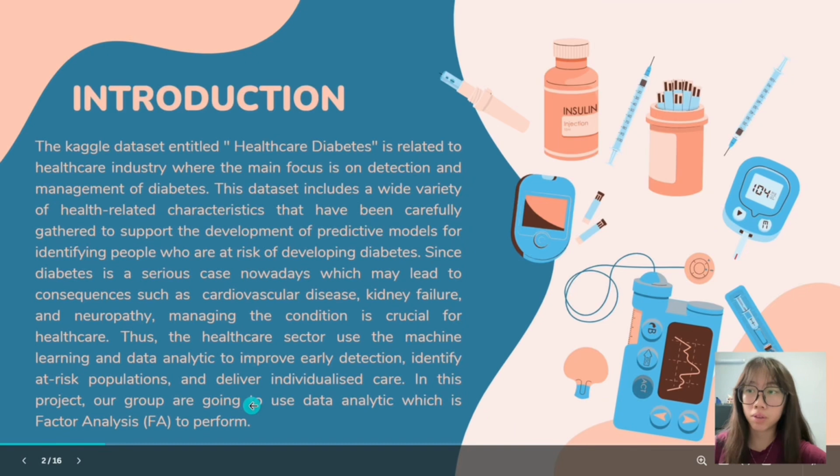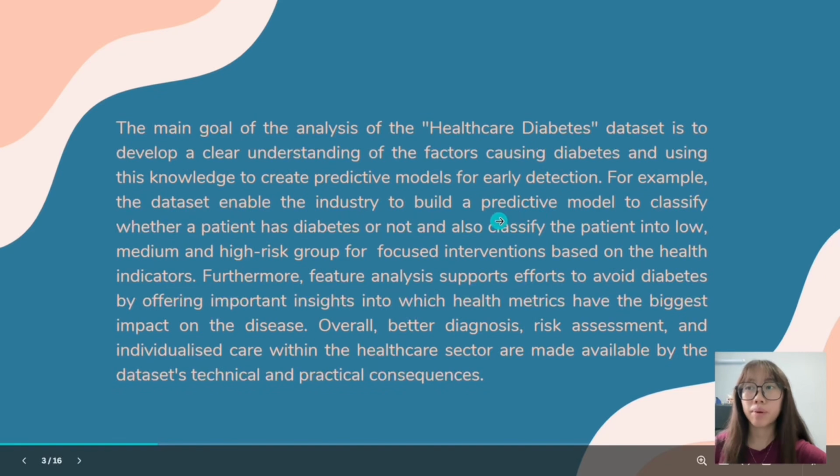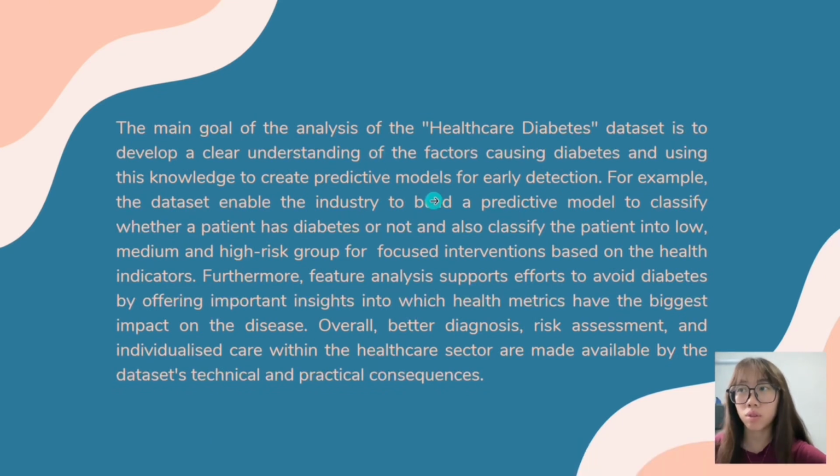In this project, our group is going to use the data analytic technique, which is factor analysis. The main goal of the analysis of the healthcare diabetes dataset is to develop a clear understanding of the factors causing diabetes and use this knowledge to create a predictive model for early detection. For example, the dataset enables the industry to build a predictive model to classify whether a patient has diabetes or not, and also classify the patient into low, medium, and high risk groups for focused intervention based on the health indicators. Besides that, further analysis supports efforts to avoid diabetes by offering important insights into which health metrics have the biggest impact on the disease.